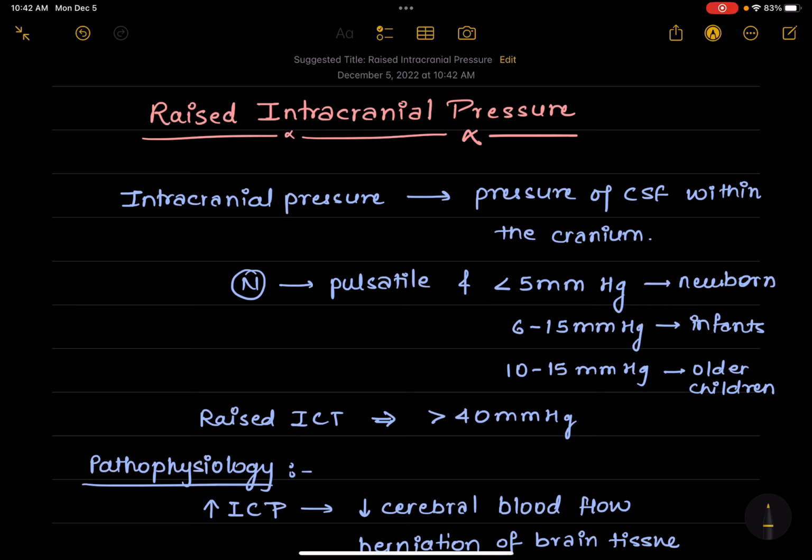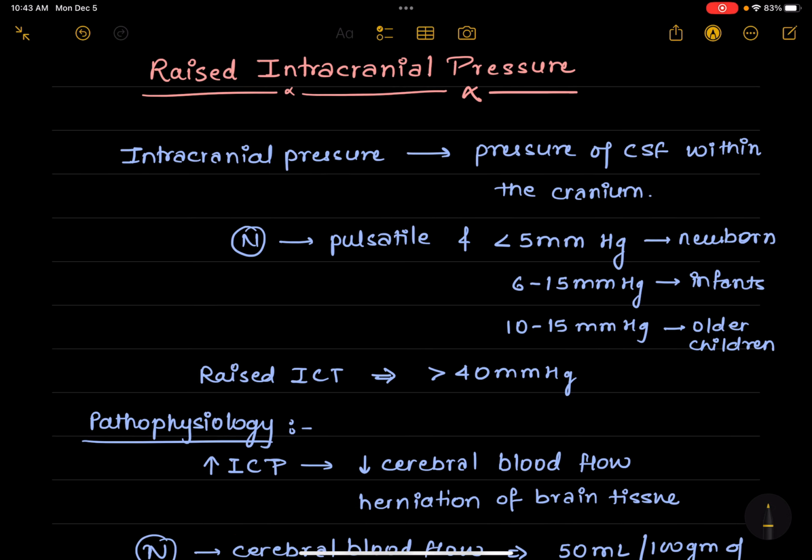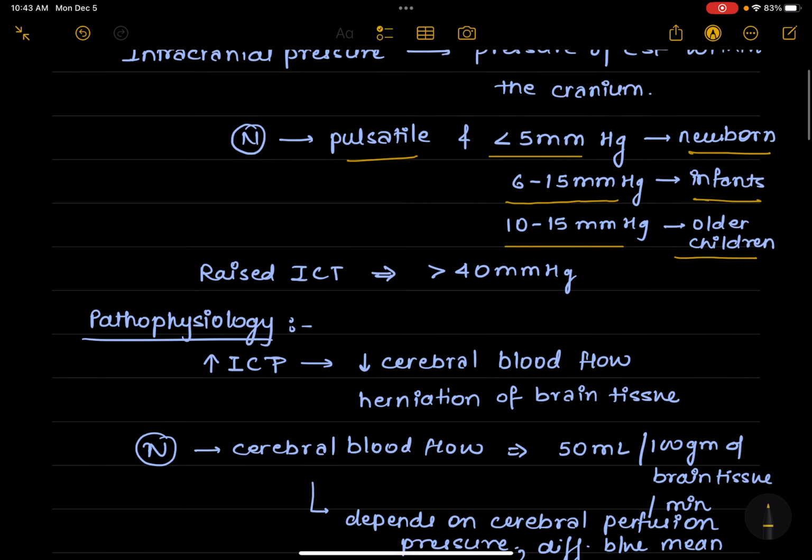Let's study about raised intracranial pressure. Intracranial pressure is the pressure of CSF within the cranium. Normally, the intracranial pressure is pulsatile and less than 5 mmHg in newborns, 6 to 15 mmHg in infants, 10 to 15 mmHg in older children. Raised intracranial pressure means the pressure more than 40 mmHg.